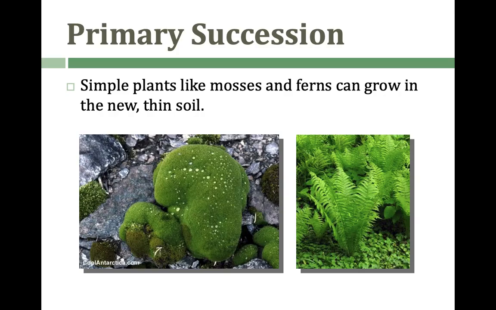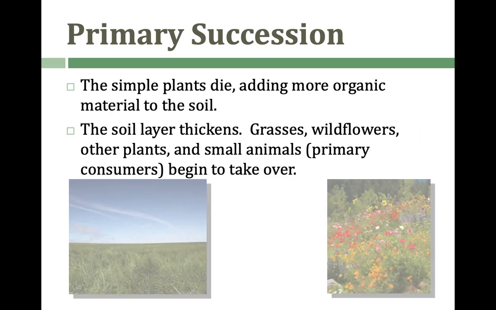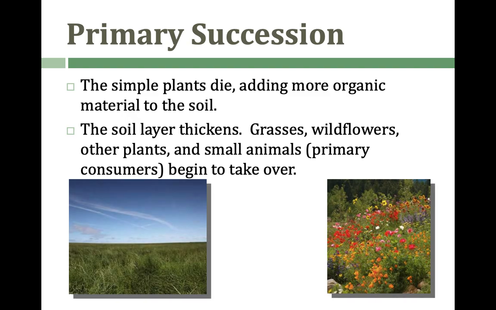Okay, so now that we have the lichen dying and forming our soil, we're going to get simple plants like mosses and ferns that are now able to grow after that thin soil layer is built up a bit. Then those plants die, and they add even more organic material to the soil. Then the soil layer is going to get thick. Then grasses are going to move in. And each time a new species moves in, like the grass is moving in here, that's going to outcompete our mosses and our ferns and things like that.